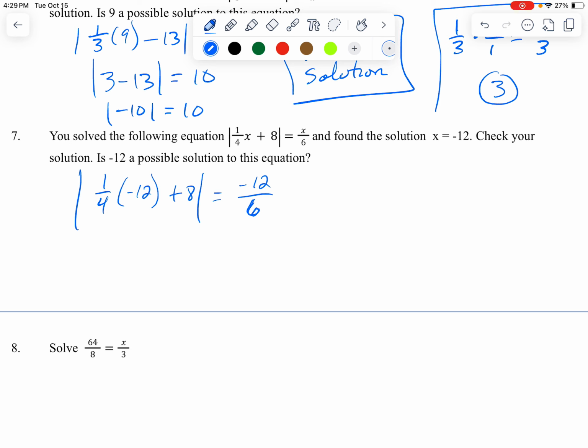And I don't need to go any further than this. I can see right away that this is not going to be a possible solution. And the reason is I have a negative number over here. Negative 12 over 6 is going to be negative 2. And I have an absolute value over here. So the absolute value of anything has to be a positive number. So when it equals a negative number, I automatically know that this has no solutions, right? The absolute value can never equal a negative number.